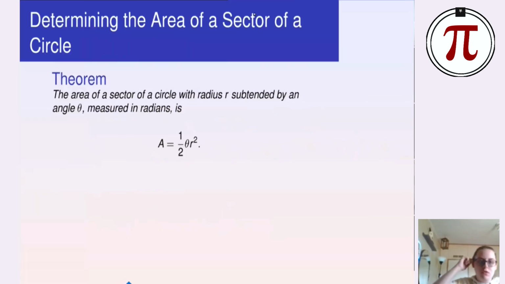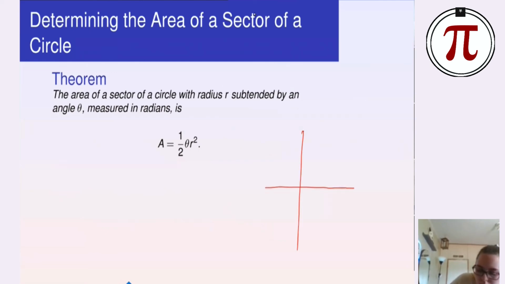Now let's consider the next one: determine the area of a sector of a circle. All right, so consider this theorem. The area of a sector of a circle with radius r subtended by an angle theta measured in radians is A equals 1/2 theta r squared.